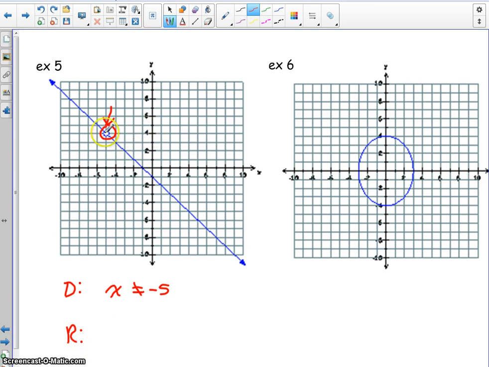For the range, the y value at this hole is 4, so we're going to say that y cannot be equal to 4. And we have our domain and range. It's automatically implied that x can be anything else.